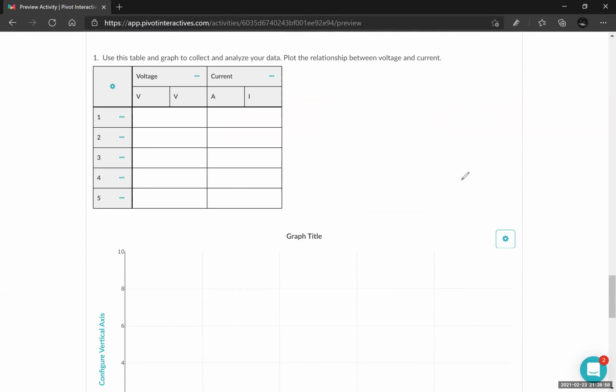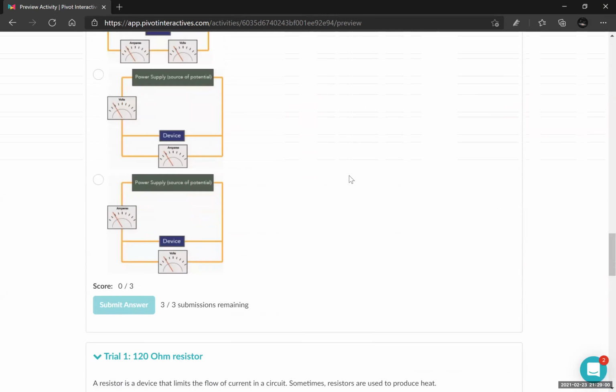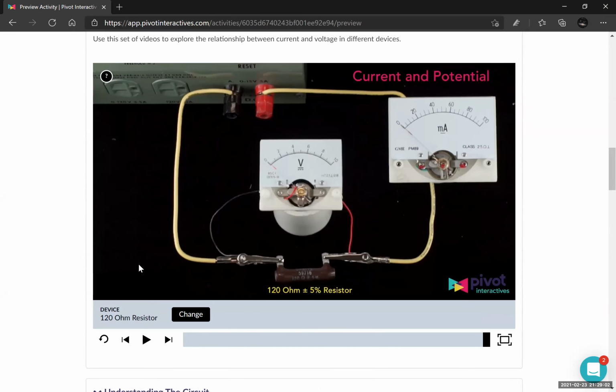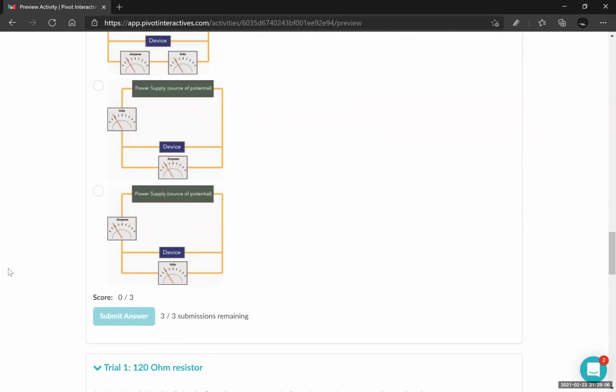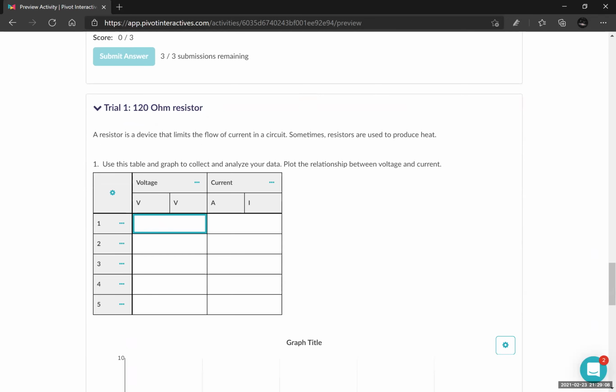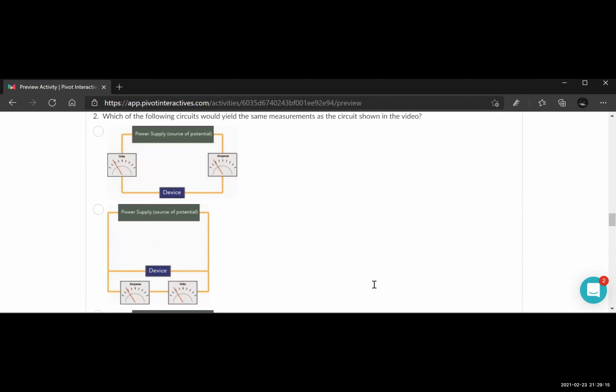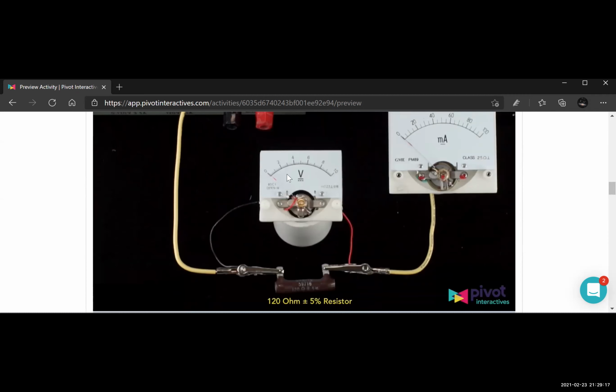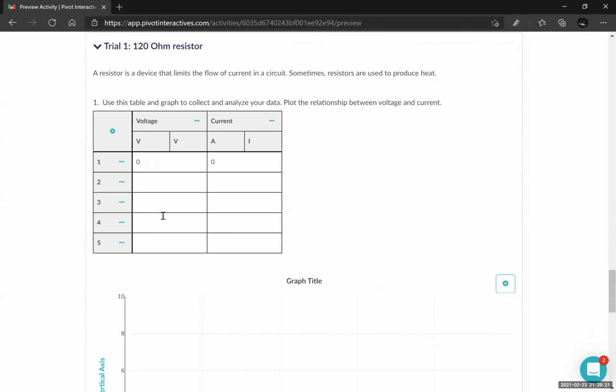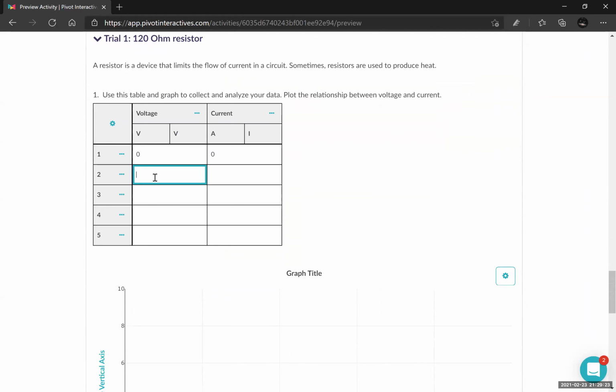So for example, if you do the 120 ohm resistor, you start with 0, 0. That means you come back here and say, all right, my measurement here is 0, and this is 0. Then you can see the voltage is going to change. So what you want to do is look at it in terms of increments of 1 volt.